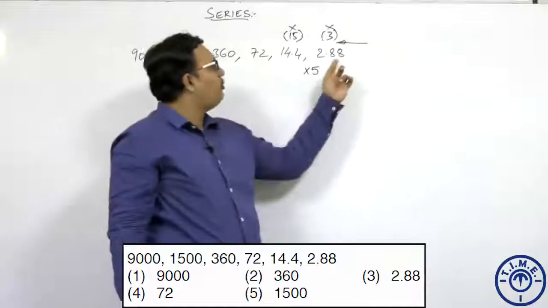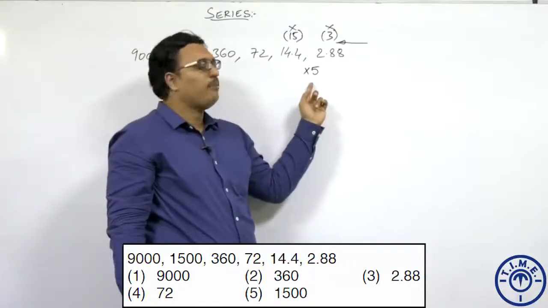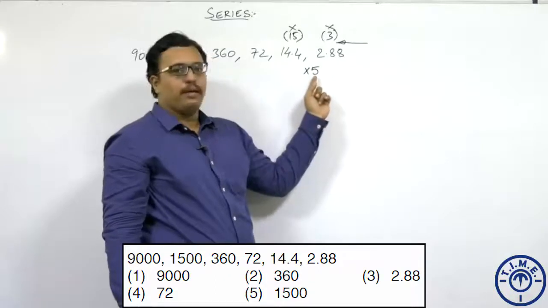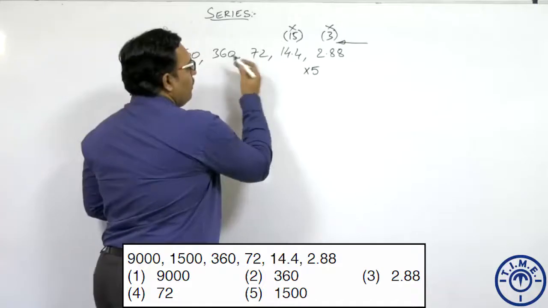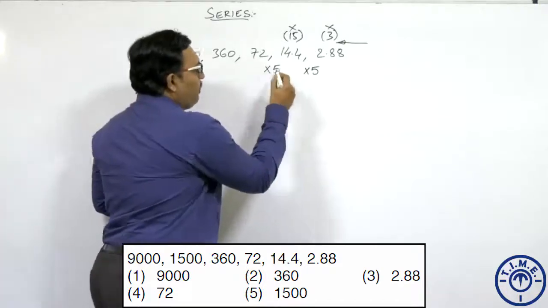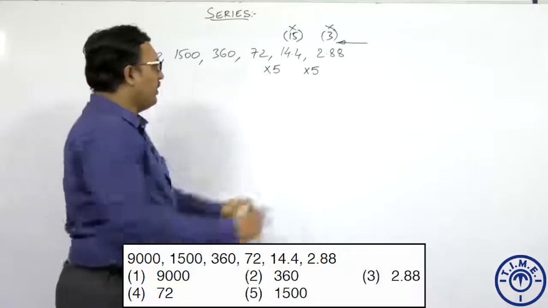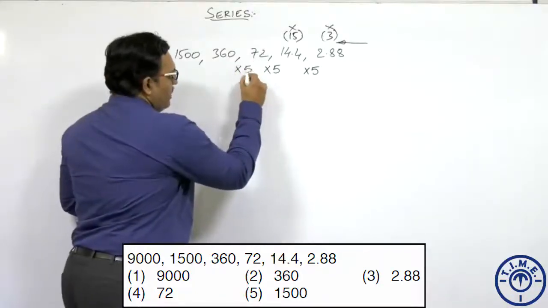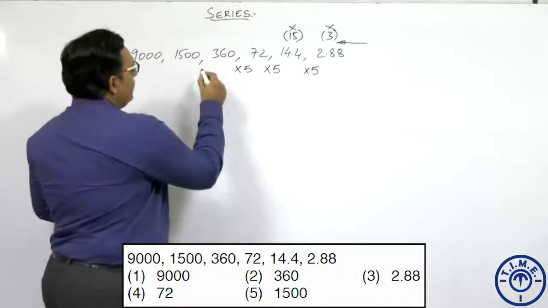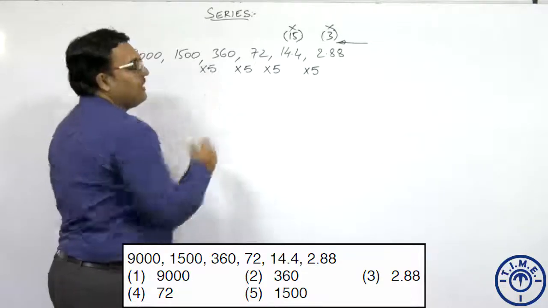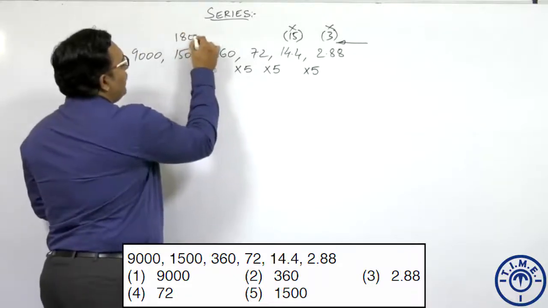Now check 2.88 into 5 whether I am getting 14.4. So it is exactly multiple. 2.88 multiplied by 5, you are going to get 14.4. So similarly now 14.4 multiplied by 5, you are going to get 72. 72 into 5, you are going to get 360. 360 multiplied by 5, how much you are going to get? You are going to get 1800.